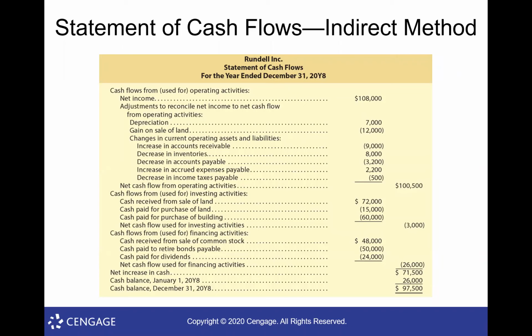Where did it come from? Well, it actually came 100,500 from operating, and we actually paid down in these other two sections. And then we would say, do these things add up? If I had 71,500 in total cash, and I add that to my cash at the beginning of the period, it should add up to my cash at the end of the period. Okay, so that's the process.